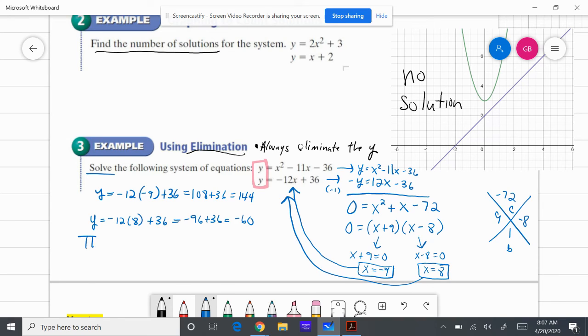So the solutions are negative 9 comma 144 and 8 comma negative 60. This one has two solutions. Okay, so if you want to go and check your work, you could actually use Desmos to graph them and you should get these two solutions. So let's do that now.